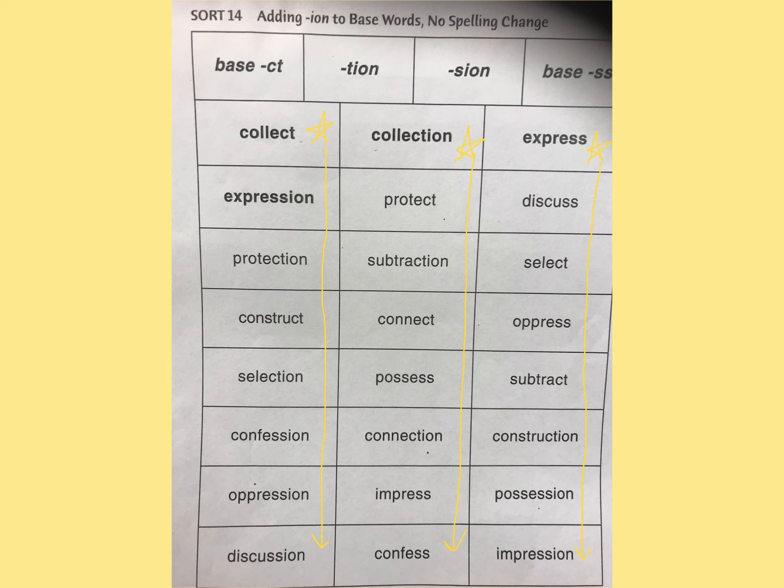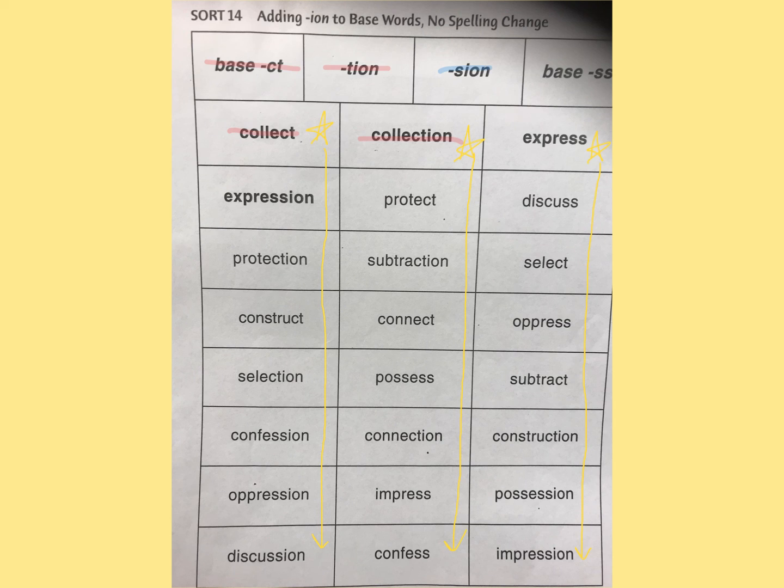It's not going to be too difficult to see that when your base word ends in CT, like in the word collect, that's a base word, you're going to be adding TION to make collection. Let's keep that the same color this week, okay? Because the base word ends in CT, and then you'll add TION.